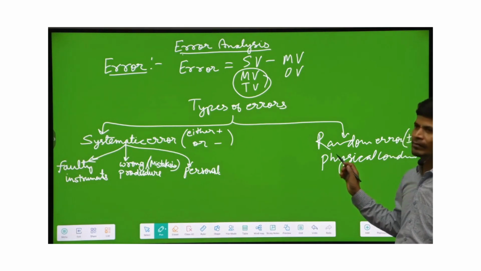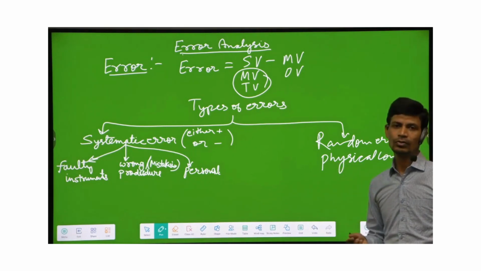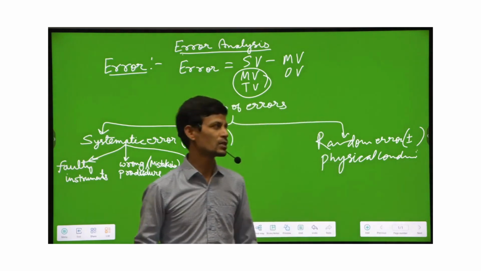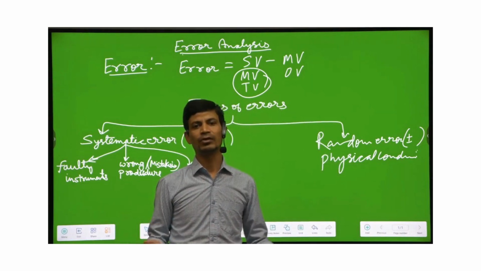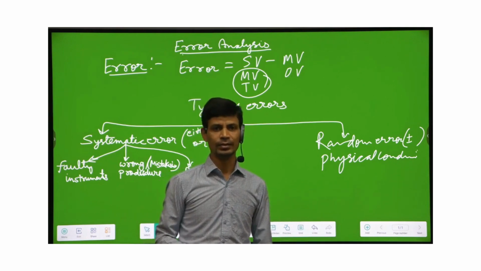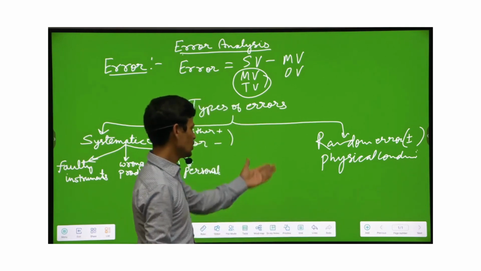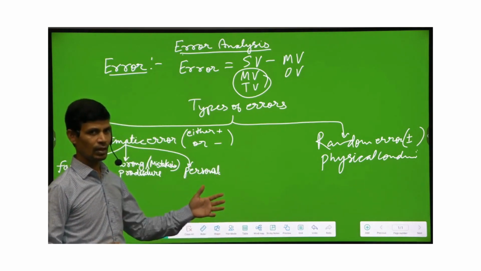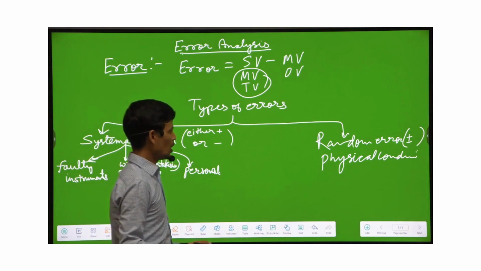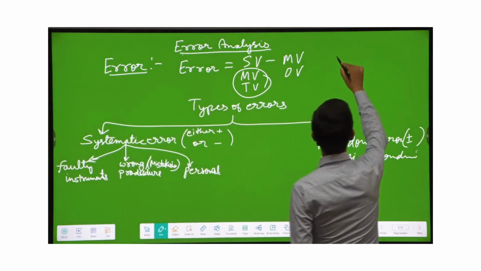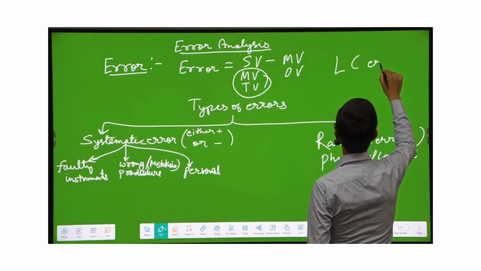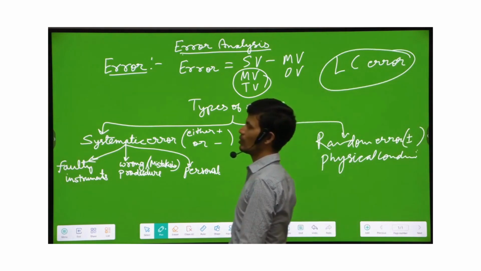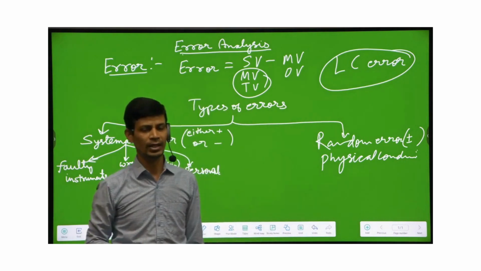For random error, we have no control over physical conditions. So what we can do in this case is take a large number of observations, and we can take the mean of that value. By this we can minimize error in our observation. Apart from this, there is a least count error. It is difficult to classify it as a systematic error or random error. It is more like a random error.